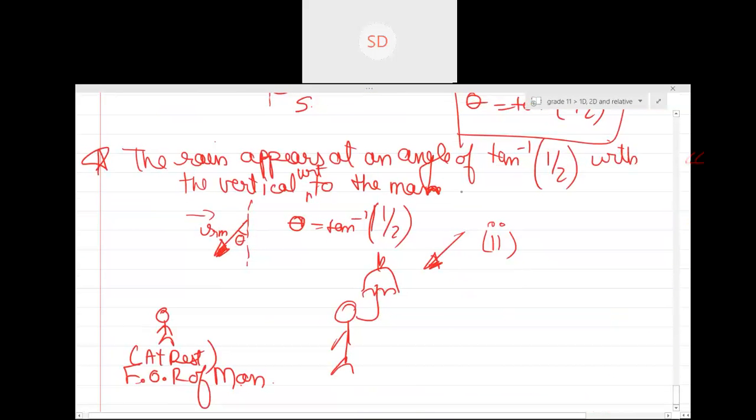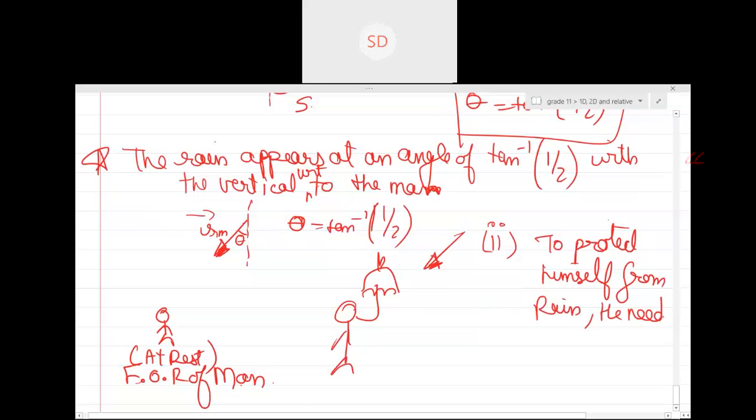So anyways, please remember, to protect himself from rain, he needs to hold the umbrella.